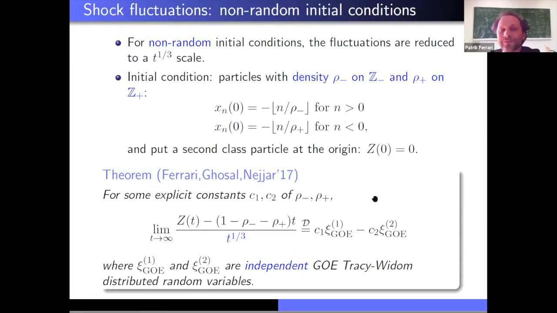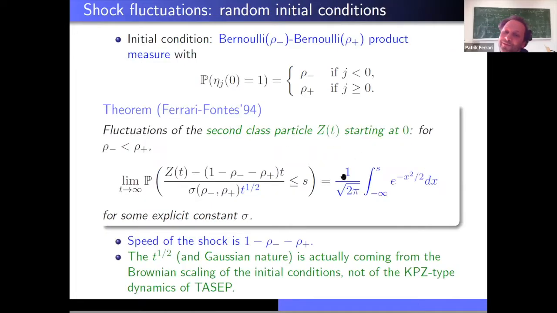Now, we try to look at what happens for non-random initial condition, but still with density rho minus on the left and rho plus to the right of 0. Then what we prove is that the distribution of the second class particle, centered and divided by T to the 1/3 this time, is given by the difference of two independent GOE Tracy-Widom distributed random variables with some constant depending on the density. So suppose that a result like that is proven, but with 1/2, and here we have Gaussian and Gaussian. Now the difference of the Gaussians will be a Gaussian. And this is actually why here you have a Gaussian.